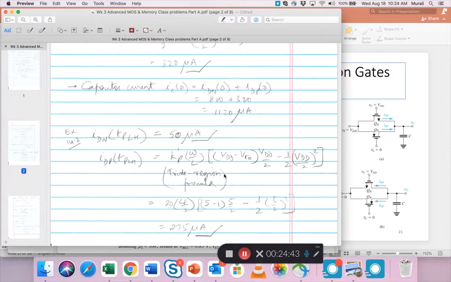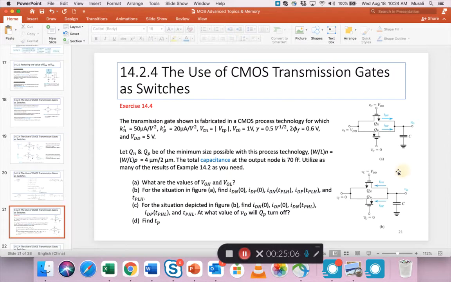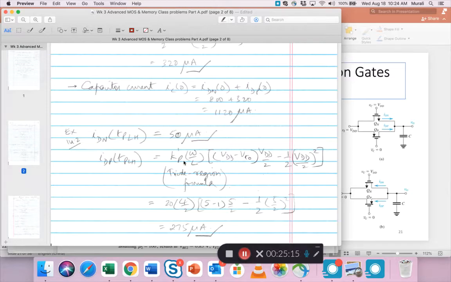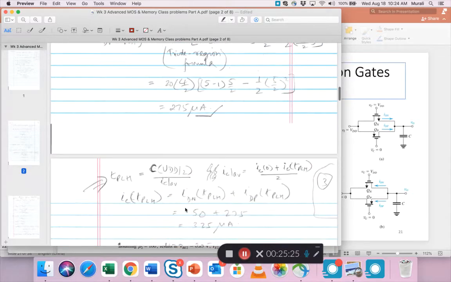Why? Because QP, the PMOS transistor, will enter the triode region as soon as VO reaches VTP, right? So once VO, the output, is slightly higher than VTP, which is, isn't it 1 volt? VTP, yeah, is 1 volt. So at that point, it's not in saturation anymore, and it enters the triode region. And so you now have to use the triode region formula. So once you use that formula, you get 275.